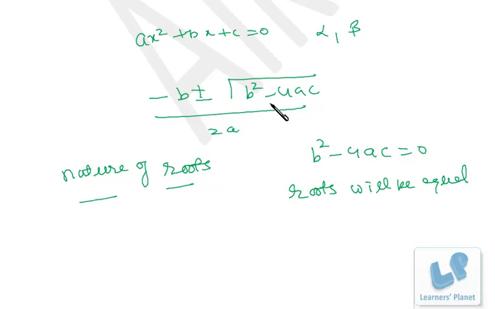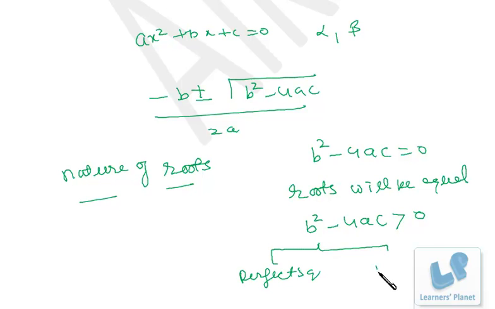Okay. Second thing, if b square minus 4ac is not equal to 0, then two cases may arise. b square minus 4ac is greater than 0. Now, if further b square minus 4ac is greater than 0, then further two cases will be there. b square minus 4ac is a perfect square or not a perfect square. If it is a perfect square, it will come out of the square root, so you'll be getting rational roots. If it is not a perfect square, then the two roots are irrational.